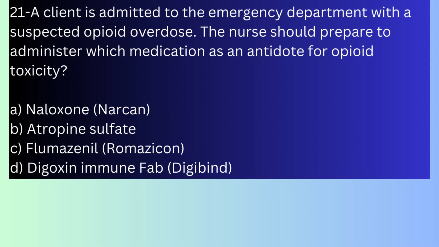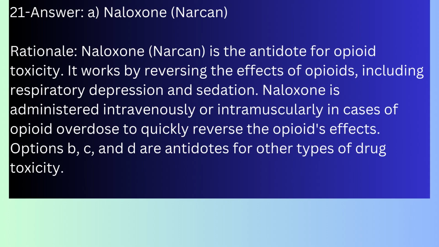Question 21. A client is admitted to the emergency department with a suspected opioid overdose. The nurse should prepare to administer which medication as an antidote for opioid toxicity? A. Naloxone, Narcan. B. Atropine sulfate. C. Flumazenil, Romazicon. D. Digoxin immune fab, Digibind. Answer. A. Naloxone, Narcan. Rationale.